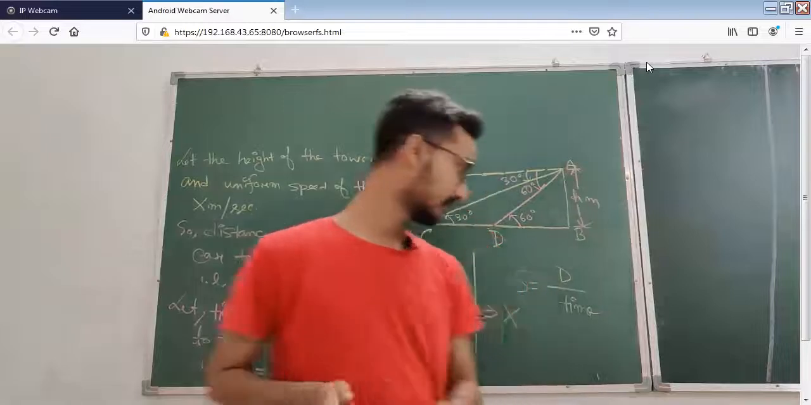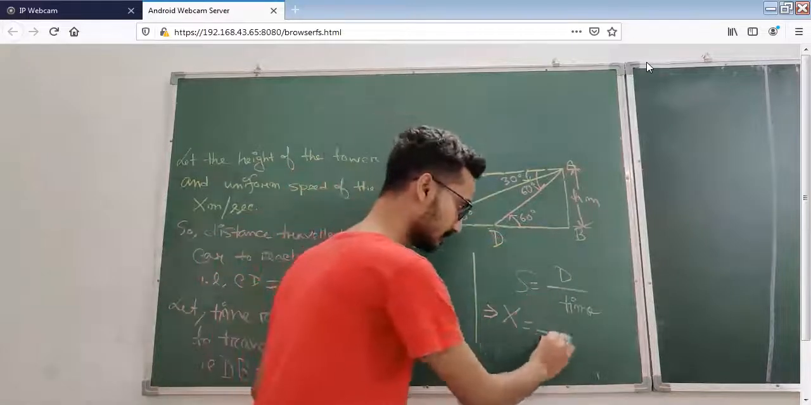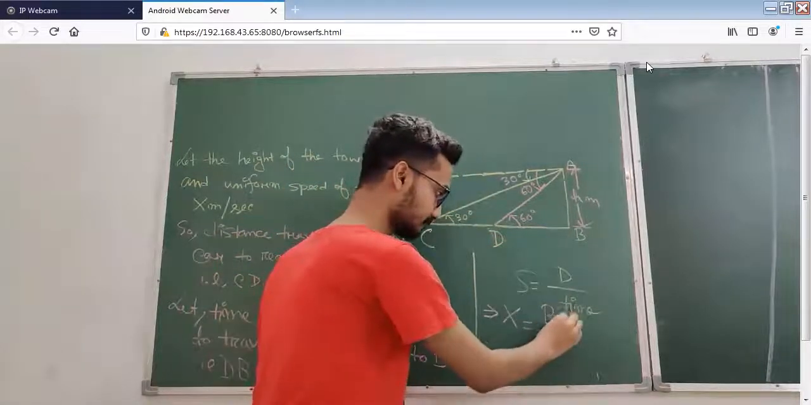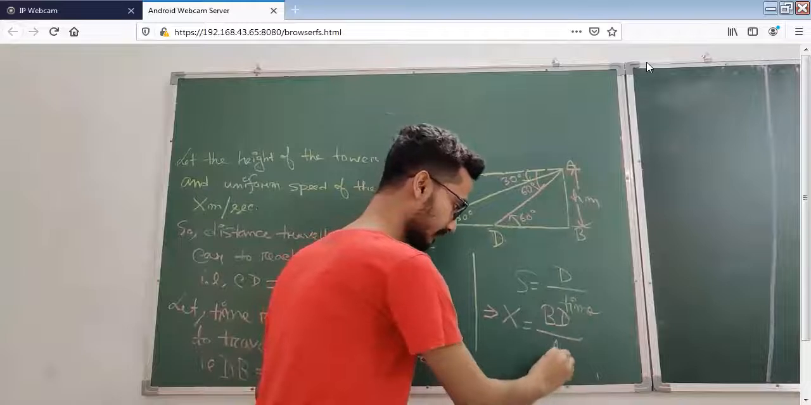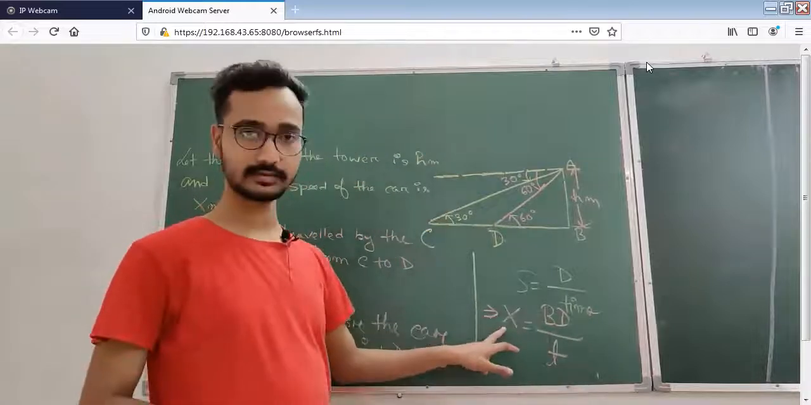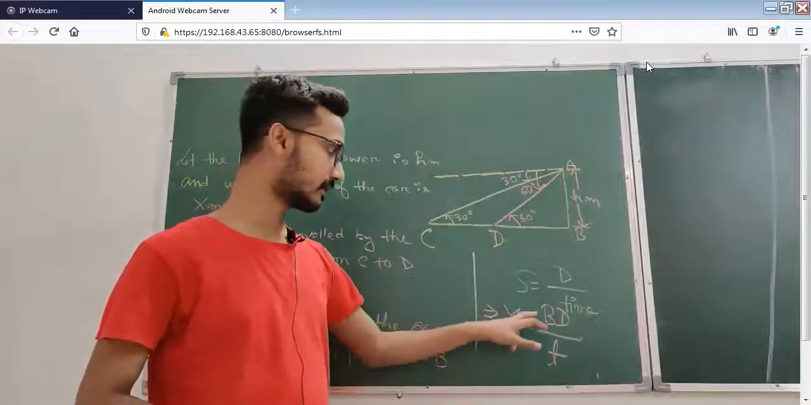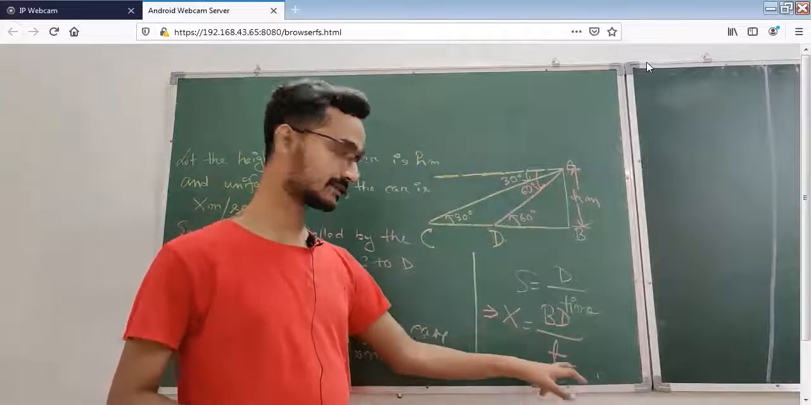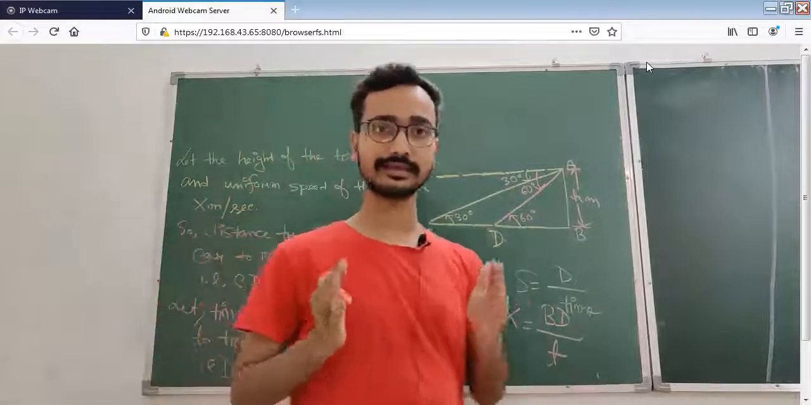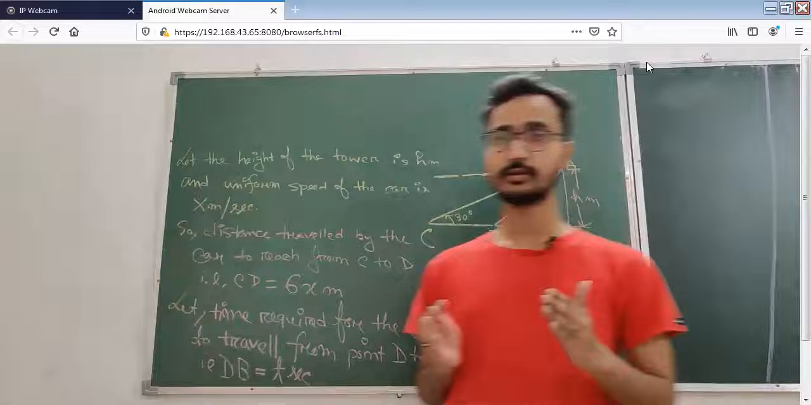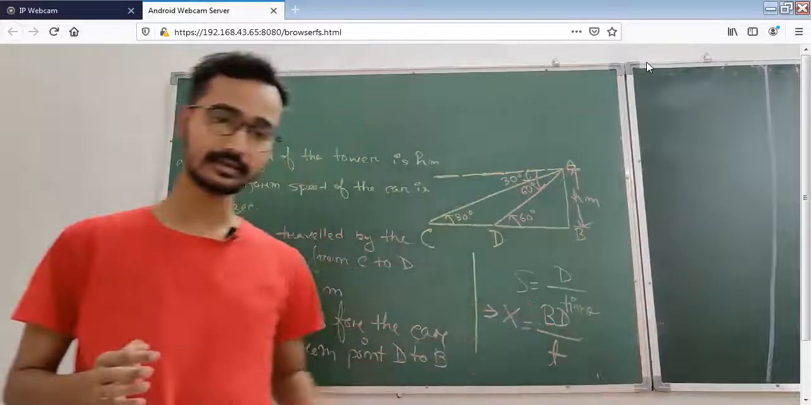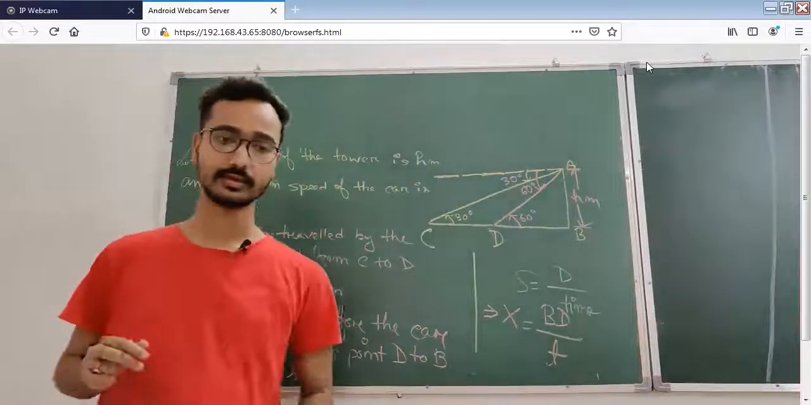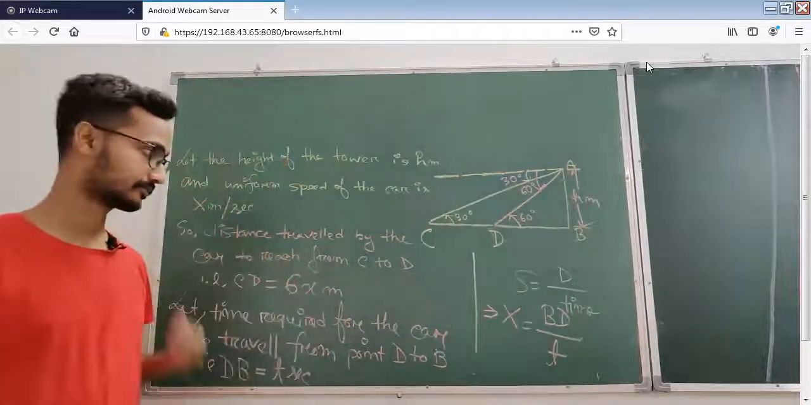Up to this clear? Now see, x is the speed, the distance will be your BD, and time is your t second. Now if you cross multiply it, BD will be xt meter, again meter per second and second. So second and second will cancel out and your BD will be xt meter. Up to this clear? Yes or no? Okay.